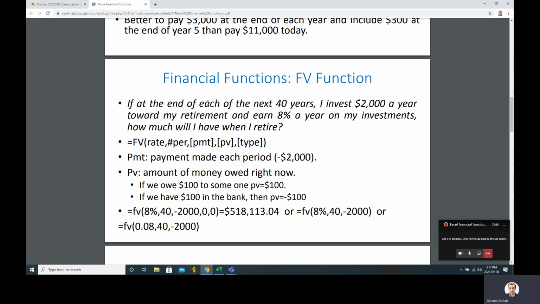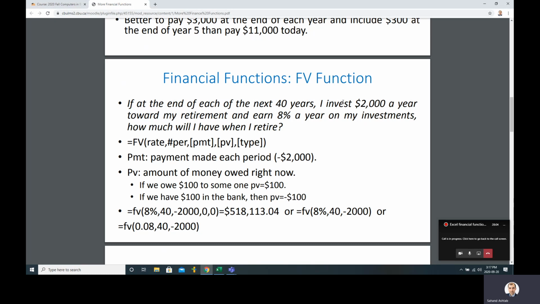If at the end of each of the next 40 years, I invest $2,000 a year towards my retirement and earn 8% a year on my investment, how much will I have when I retire? So you're making a $2,000 payment a year, which is an investment, and you want to do that for the next 40 years. And the interest rate on your investment is 8%. That's how much you're basically gaining from that investment.